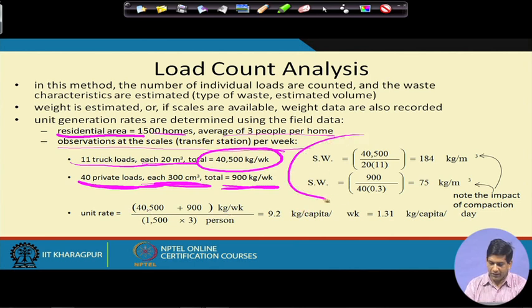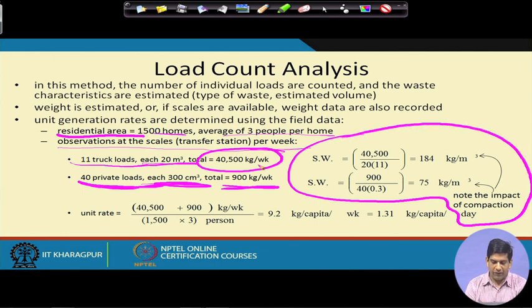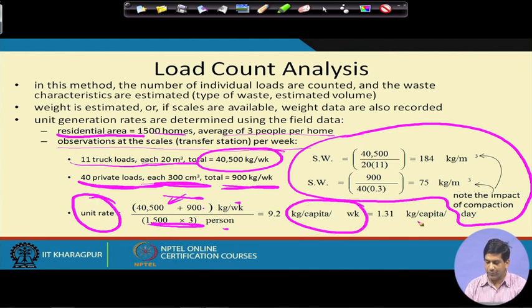Let's look at the unit rate first, and then we'll come and talk about this in a minute. So in terms of the unit rate, we have 40,500 from the 11 truckloads. We have 900 coming from the private loads. So this is the total waste that is produced in a week from that particular area. And in total we have 1,500 homes, average 3 people per home. So we have 1,500 times 3, that's the number of people. The amount of waste being produced per week divided by the number of people gives you the unit rate, which we typically express as kg per capita per week or kg per capita per day.